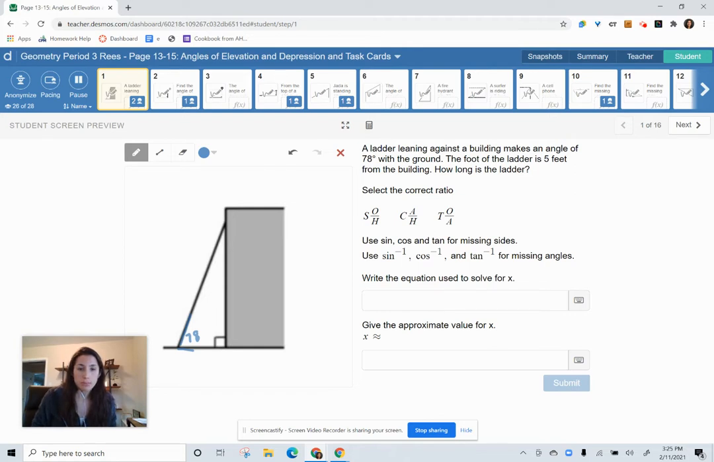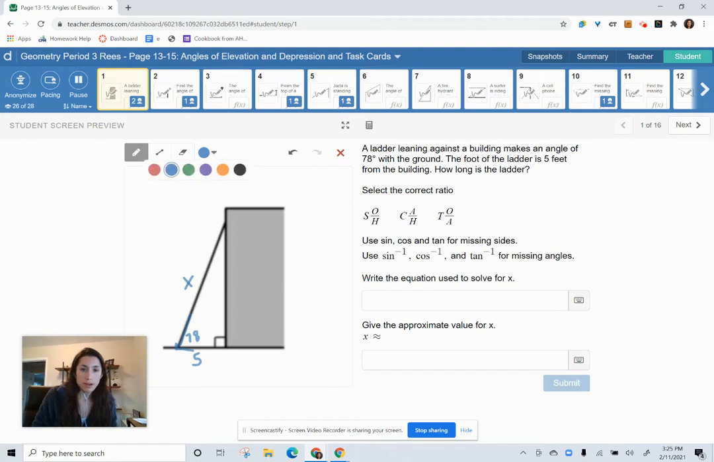And we also know that the base of the ladder is 5 feet from the building. So I'm gonna put a 5 here. And you can almost imagine this is the ladder leaning against the side of the building, okay? And what we are looking for is the length of the ladder. So I put an X here for the hypotenuse.